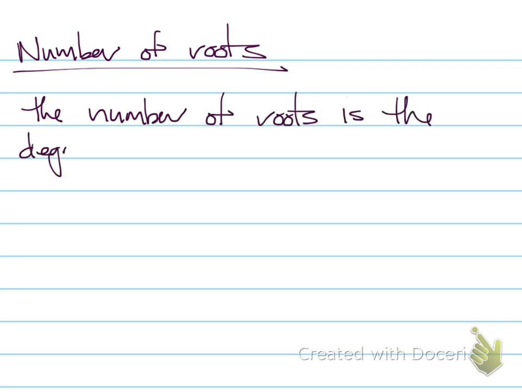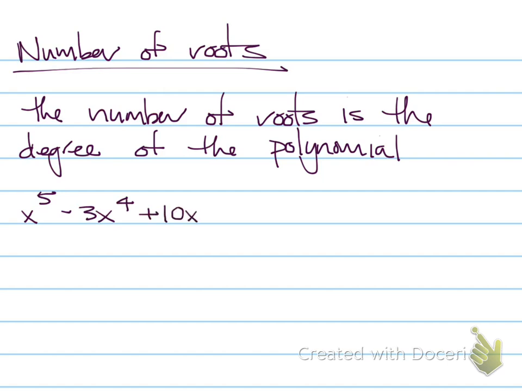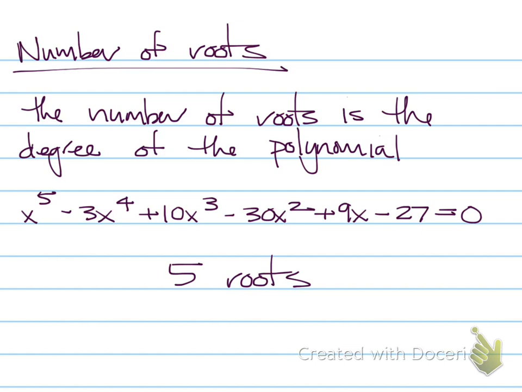the way that we find the number of roots or complex roots, it's always the degree. The number of roots is always equal to the degree of the polynomial. So if we have the following polynomial, the degree is 5. It's the highest exponent for all the terms in the polynomial. So the degree of this polynomial is 5, therefore there will be 5 roots, 5 complex roots.